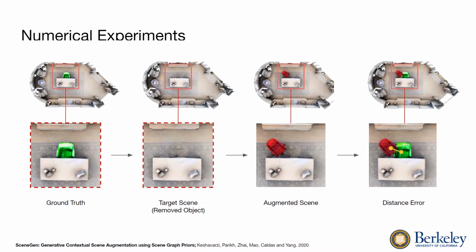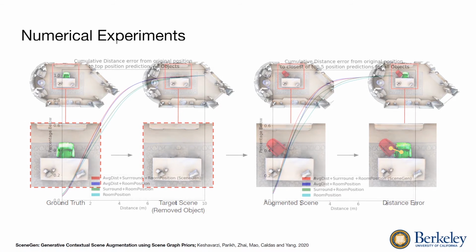This is an experiment that we're doing. So given a ground truth scene, we take out one object. That scene that the object is being removed from will serve as an input to our system. And we would like to place the object that we removed inside the scene. And so once we've placed it, we compare the distance error between our augmentation and the ground truth.